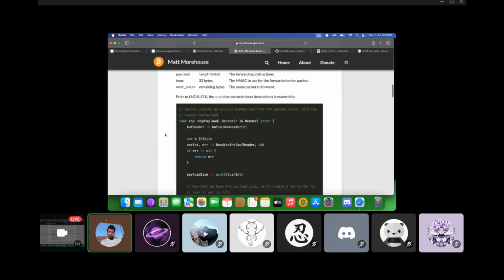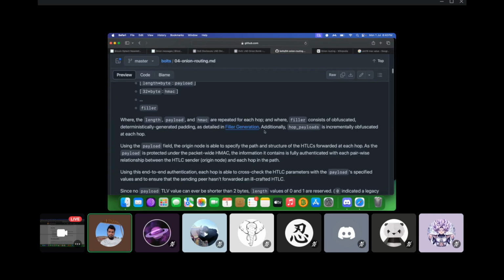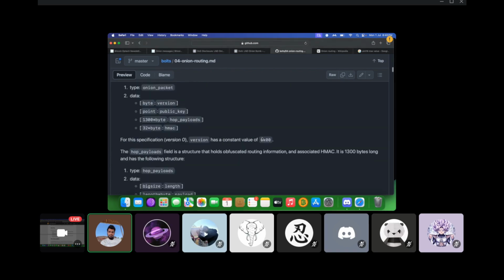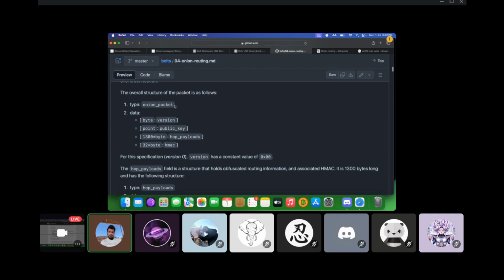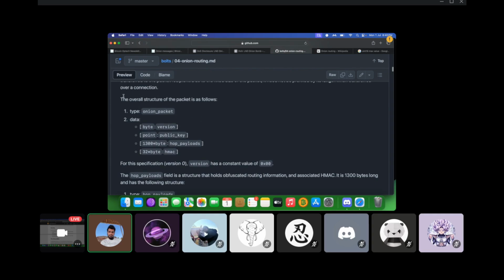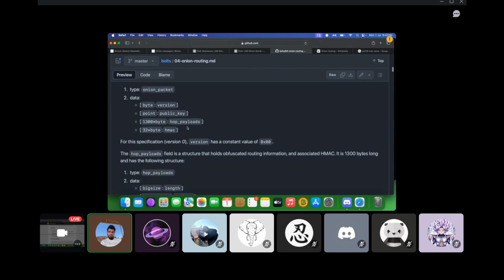Let's just have a look, not actually, but an overview of how the onion messages look. If this is an onion message, this is the overall structure of the onion packet. What we're interested in is the payload. It includes the payload, and the payload contains the information. Here we see the hop payload is a structure that holds obfuscated routing information and associated HMAC.